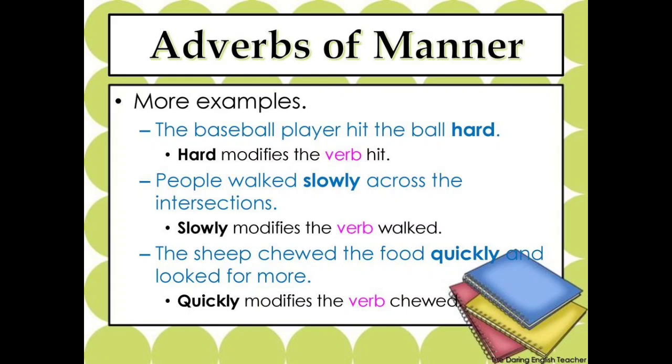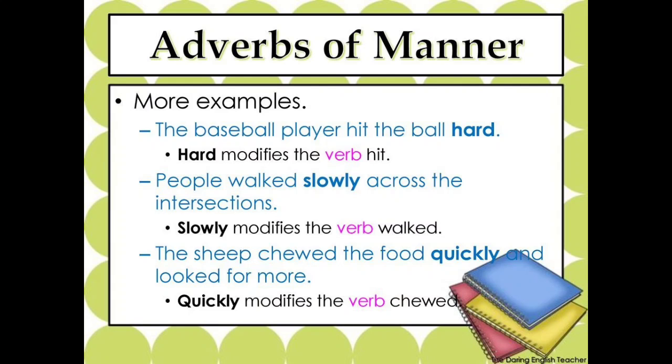Then the third sentence, the sheep chewed the food quickly and looked for more. So quickly modifies the word chewed. So here quickly is the adverb of manner. So these are the examples for adverb of manner, children. Children, that's all for the adverb of manner.